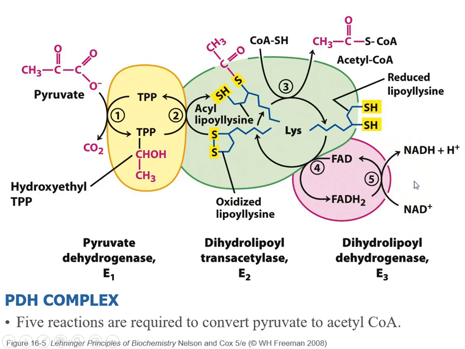So you can see here what the reactants are. The reactants are pyruvate and coenzyme A, and the products are acetyl-CoA, carbon dioxide, and NADH and H+. So in all, 5 reactions, all catalyzed by this pyruvate dehydrogenase that consists of these 3 different types of enzymes. These are all required to convert pyruvate to acetyl-CoA.